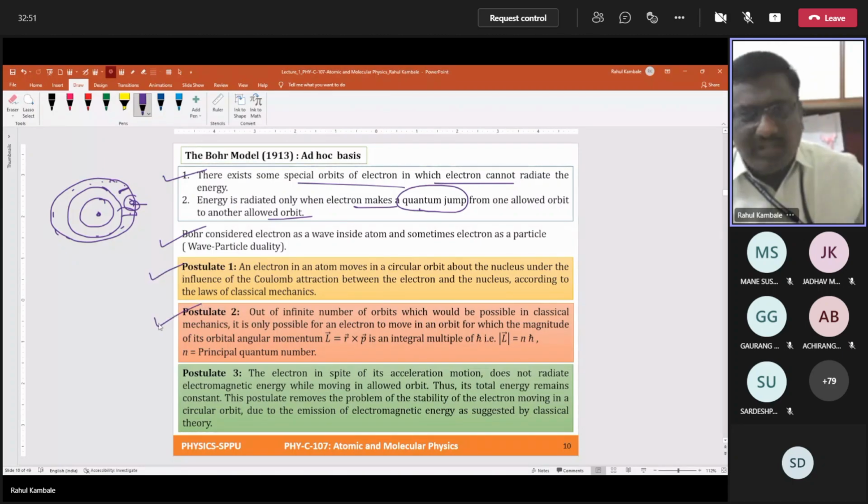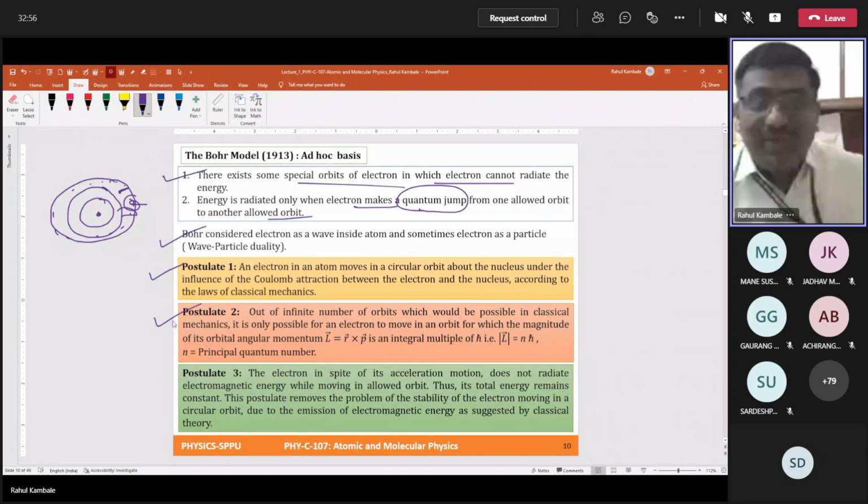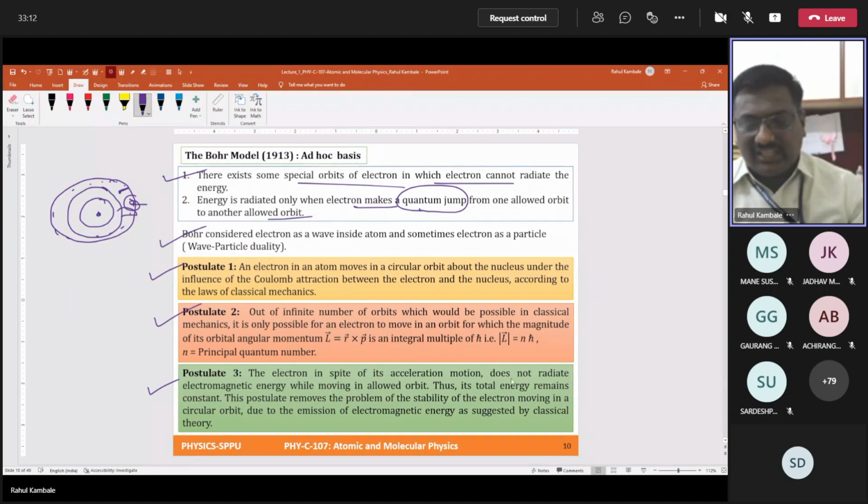Then this is the postulate for the quantization of energy. Both Franck and Hertz, this is the postulate given. But experimental evidence is given by Franck and Hertz, and that's why they got the Nobel Prize. Okay, and this is the third postulate. Means what? The electron, in spite of its accelerated motion, does not radiate electromagnetic radiation while moving in an allowed orbit, because these are the allowed orbits. Orbit means what? K, L, M, N, no problem. Okay, that is what they want to say.